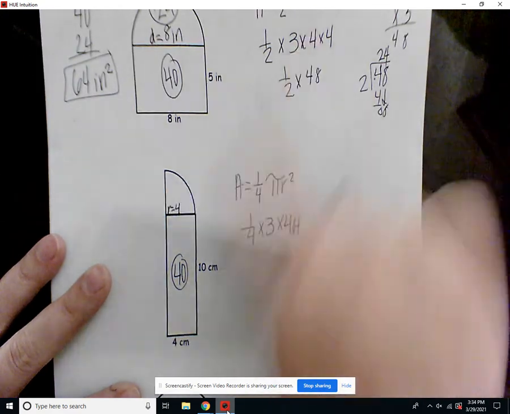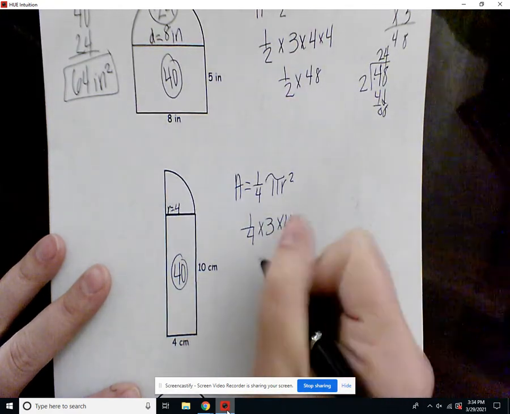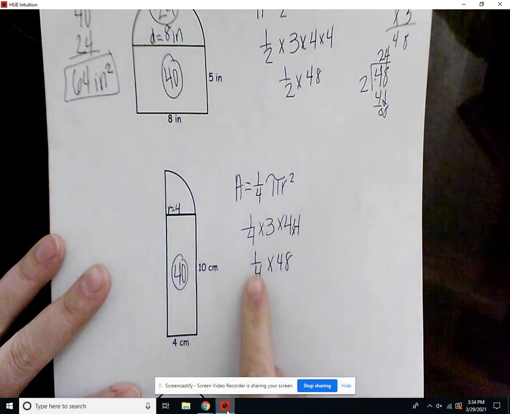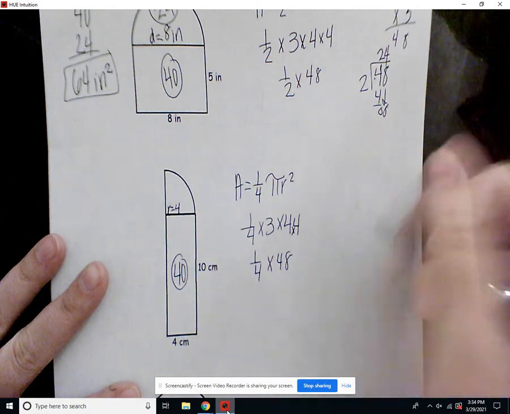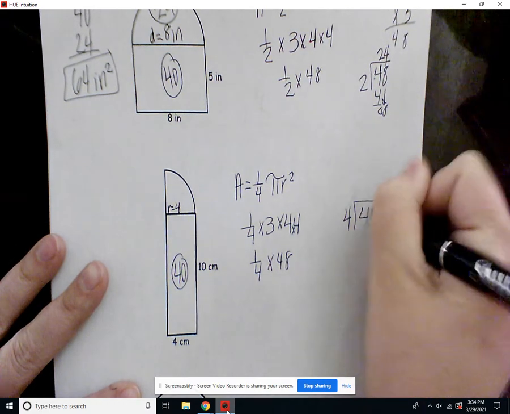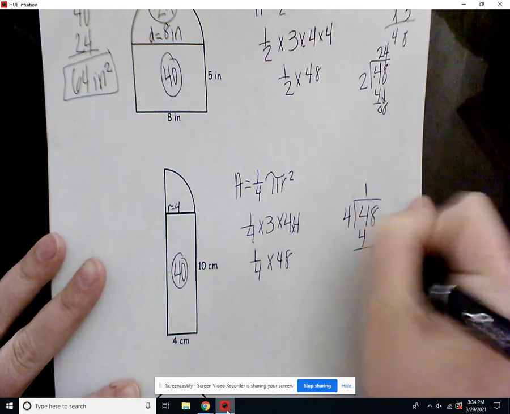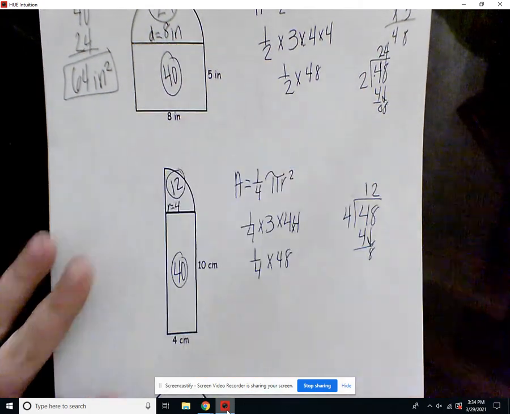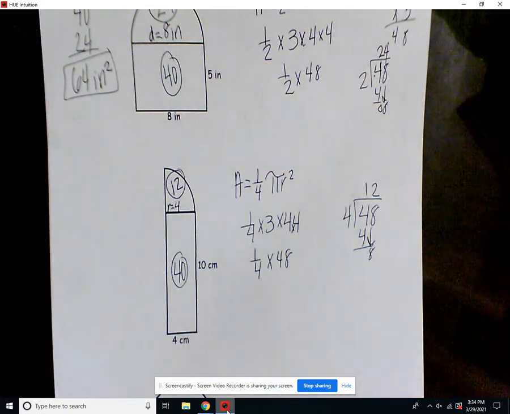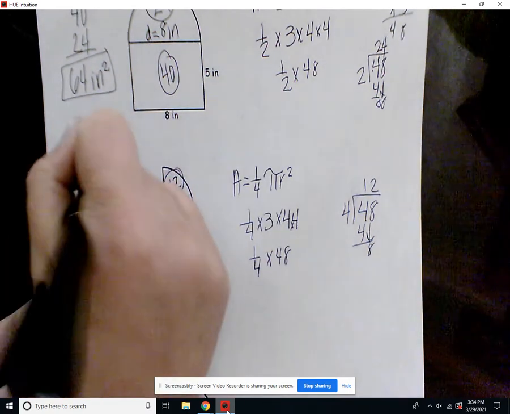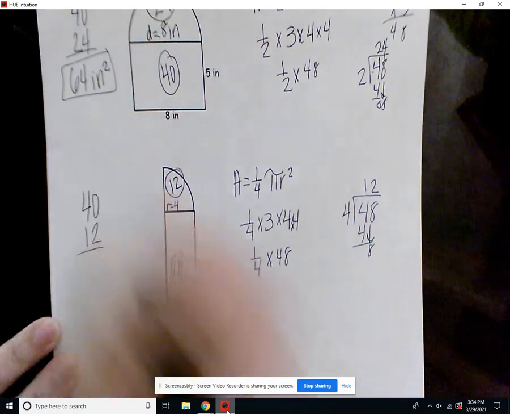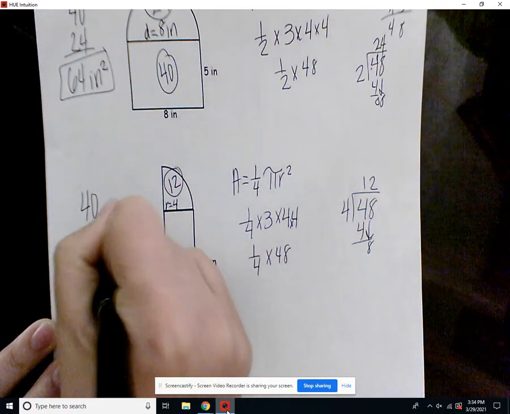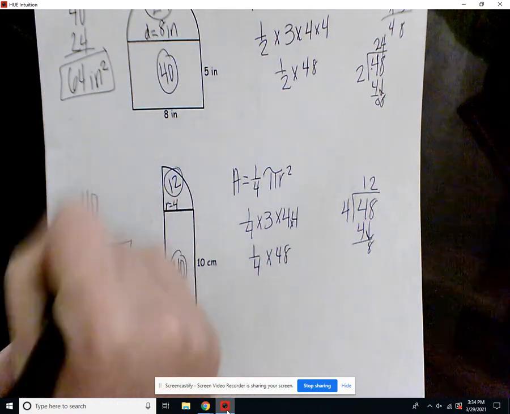So we just did most of the math up here. So 4 times 4 is 16 times 3 is 48. So a fourth means, again, divide it by 4. So we're going to divide 4 into 48, which is 12. And then again, our final step, add the two areas together to find our one total area. 40 and 12 is 52 centimeters squared.